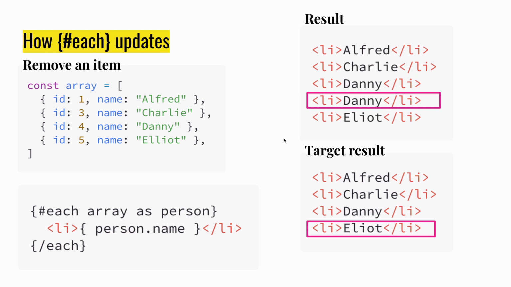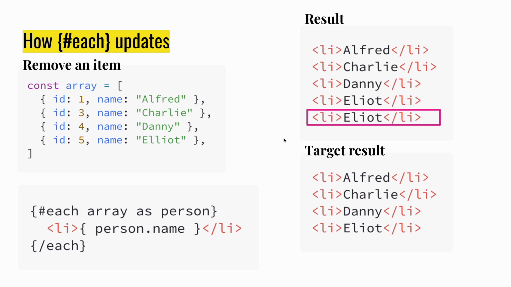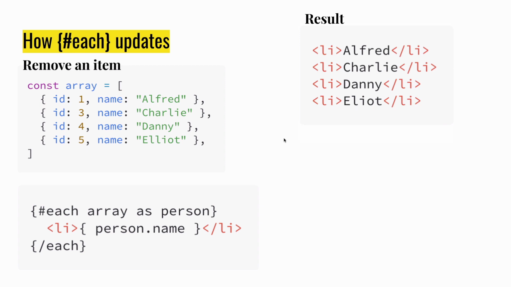And we'll move on. We have Elliot, but Danny is not Elliot. We update to Elliot and move on. Now we reach the end of the list of what we want to render, but we have some extra list items on the screen, on the DOM. Right, what we do is we remove it. Right, no extra elements. So we remove everything, and this is what we end up with.